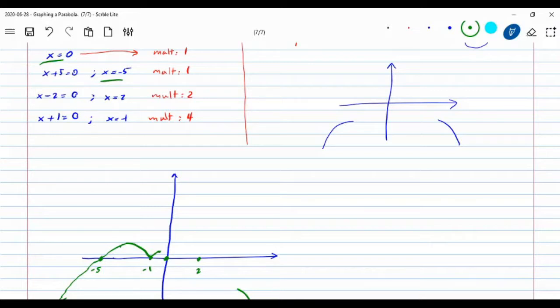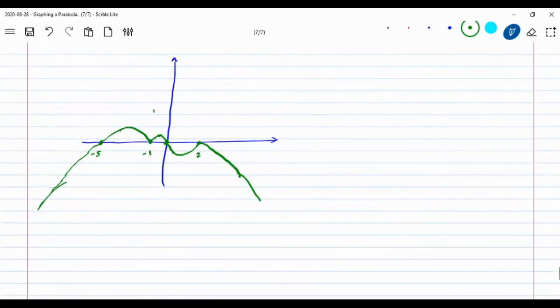Okay. x equal to 0 has multiplicity 1. I cross here and go toward 2. At 2, the graph has multiplicity 2. So it touches and comes back. And here we go toward the curve. So what we create at the end is this graph, and that graph is what you have as the graph of f of x.